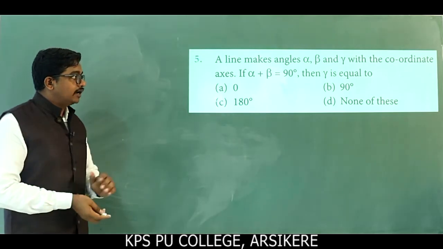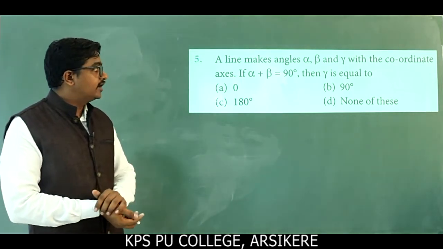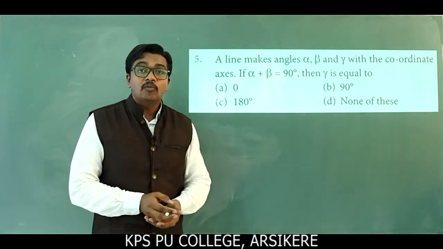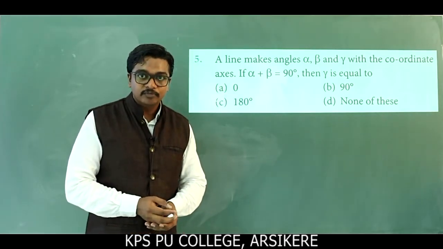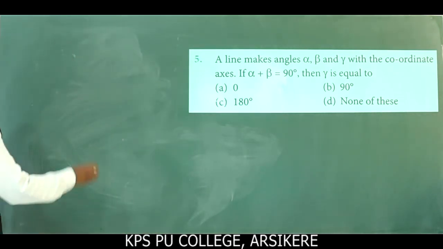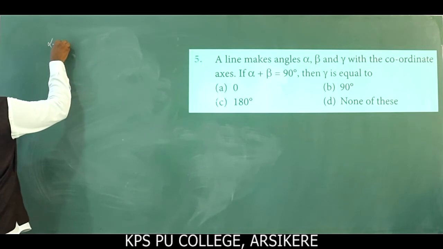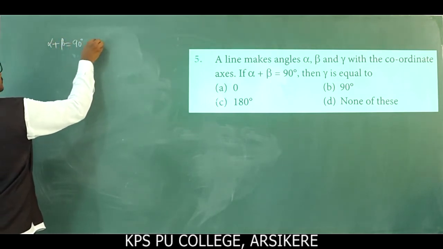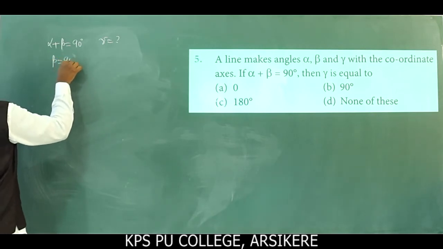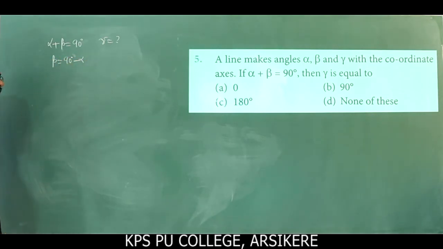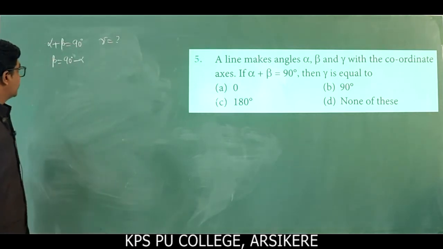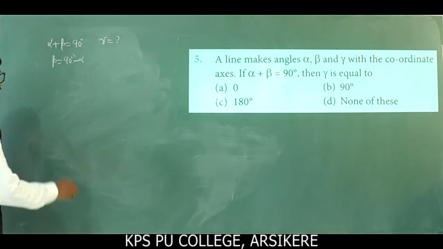A line makes angles alpha, beta, gamma with the coordinate axes. If alpha plus beta is equal to 90 degrees, then gamma is equal to what? So what do we have to find here? Gamma, right? They have given alpha plus beta is equal to 90 degrees. We need to find gamma. So beta is equal to 90 minus alpha. These are complementary angles. Beta is equal to 90 minus alpha.